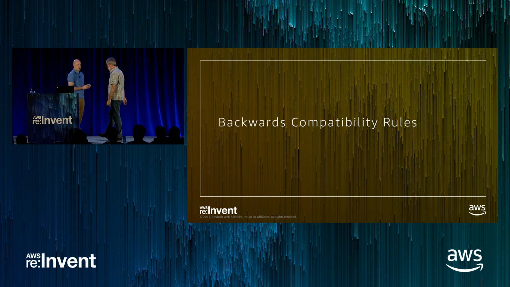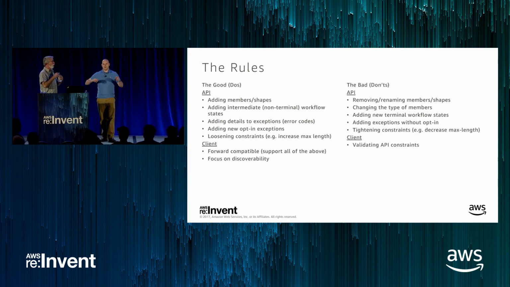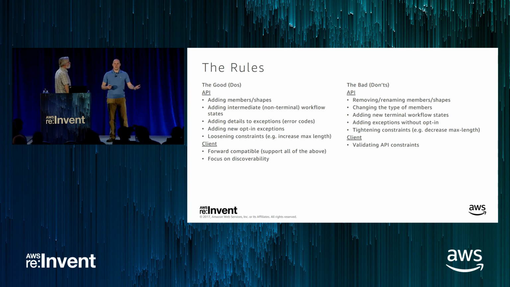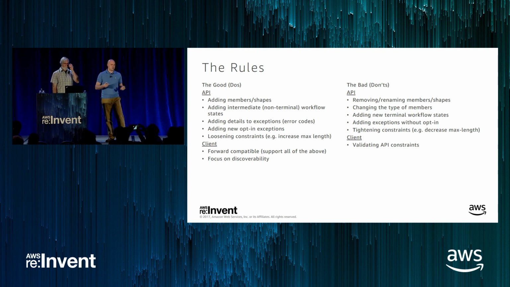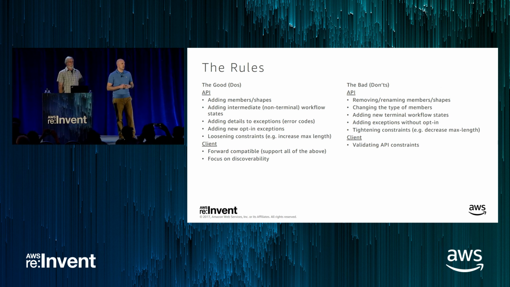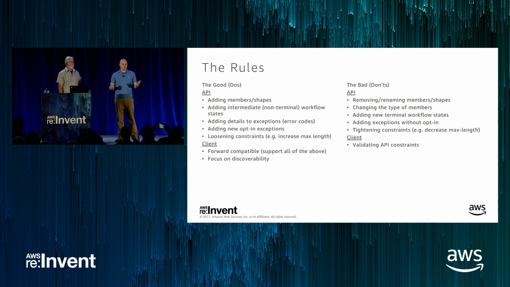Okay, so now that we've looked at some of the things that you need to think about when designing both your API, the service API, and the client, it's time to distill this down into a set of rules. This is basically everything that we've just talked about in the last 45 minutes or so. The good things on the left-hand side are things that won't break customers, they're backwards compatible. These are things that we here at AWS consider to be legal changes to an API. And so you can expect that when you're consuming AWS services, these things will happen.